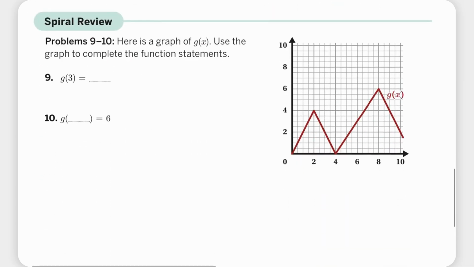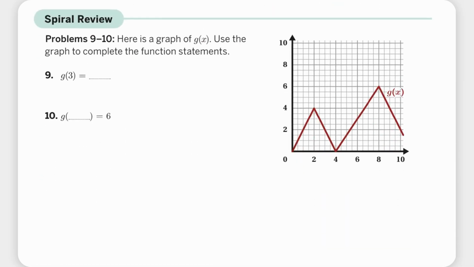All right, we're on to the spiral review, which is just the stuff that may not have been talked about in the most recent lesson, but is reviewing the old stuff that we still need to know. So there's two problems in this one here. We got problems 9 and 10. We got a graph that we're going to label g of x. Use the graph to complete the function statements.